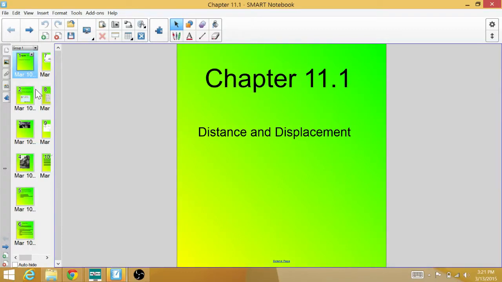All right, welcome to chapter 11.1. This is where we're going to start describing motion, especially distance and displacement.